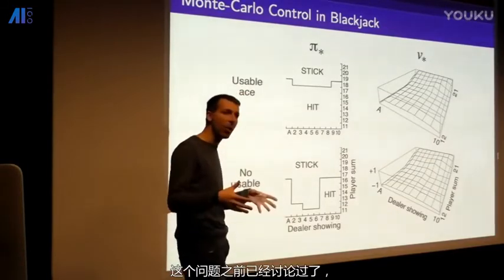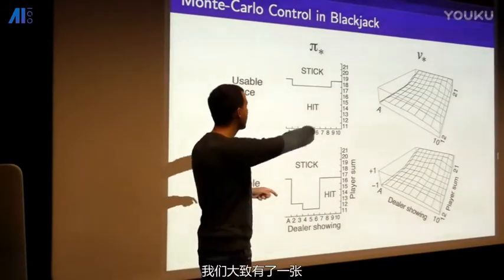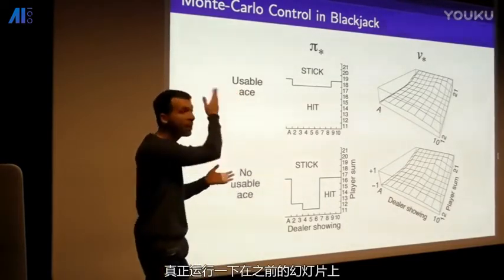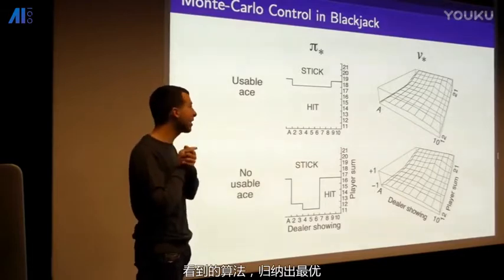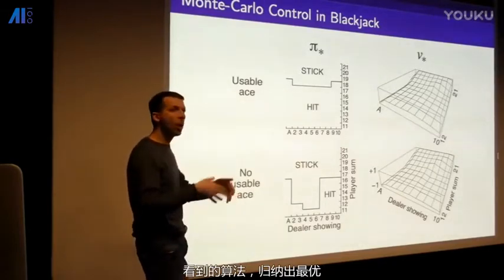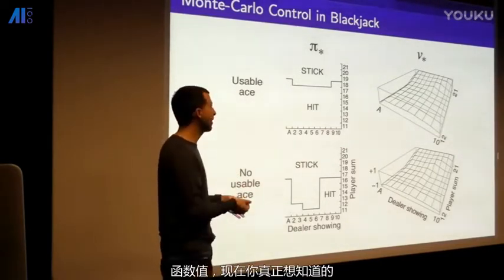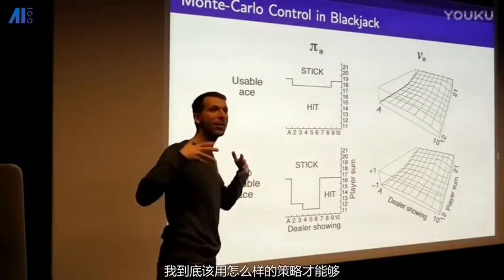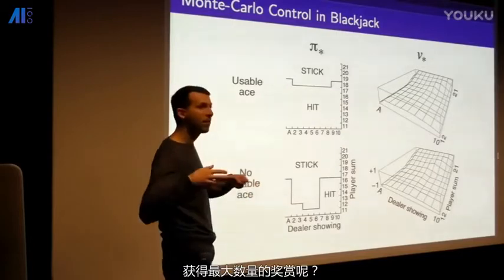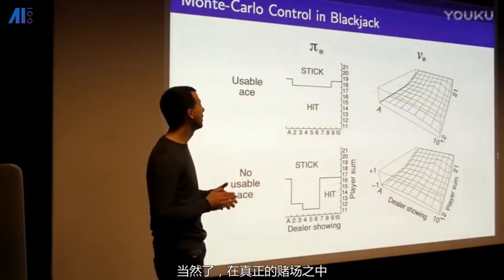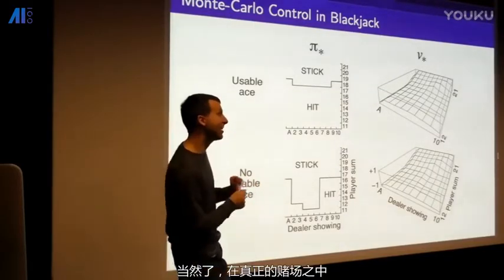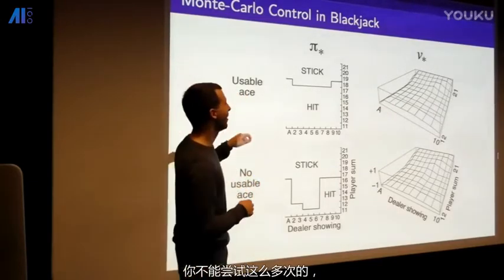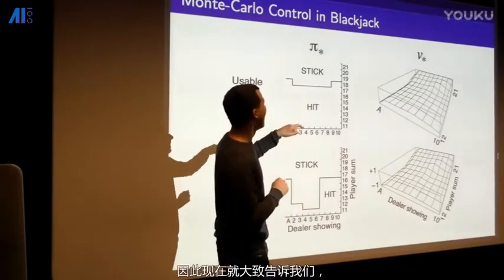So that's what we looked at before, and we had a particular plot of the value function, and it had a particular shape to it. And now what we're doing is we're actually running this algorithm we saw on the previous slide to generate the optimal value function. So now this is the question you probably really want to know, which is, if I walk into a casino, what policy should I play to get the maximum possible amount of reward? And again, real casinos use slightly different rules, so don't try this. I'm not responsible if you lose all your money.